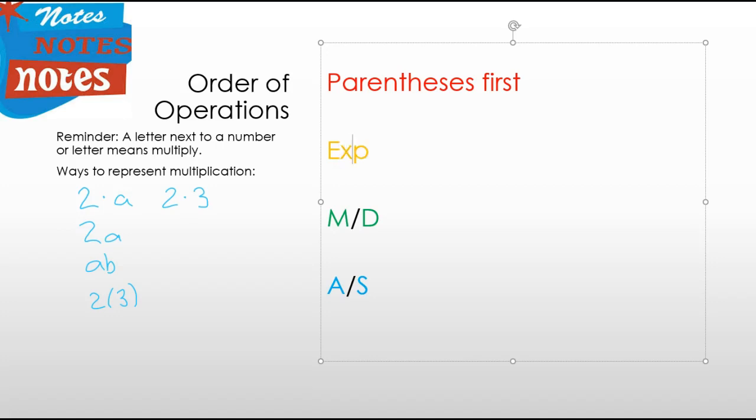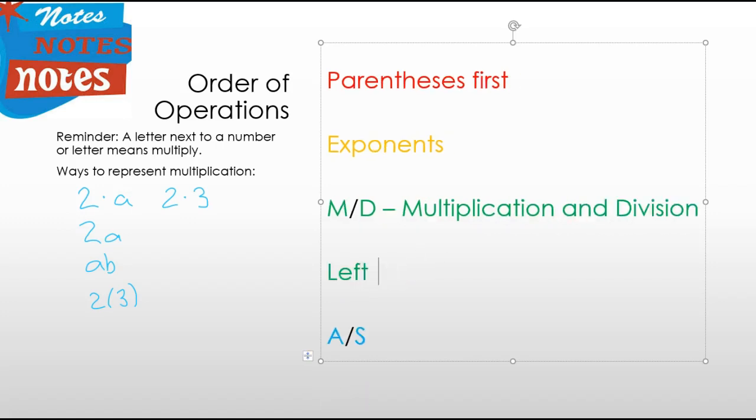The second step is exponents. After I've done the parentheses, I do exponents. Next I do multiplication and division, from left to right. Whatever comes first is what I do first. Multiplication is not more important than division. They're equal. They're opposite operations, or inverse operations, of each other, and they're created equal.